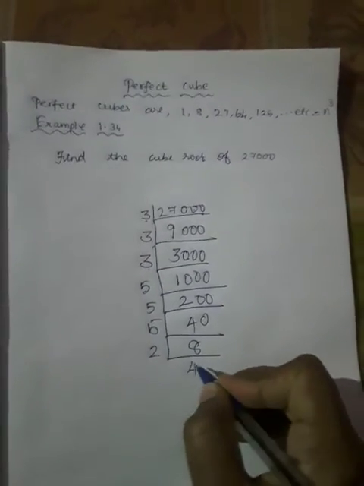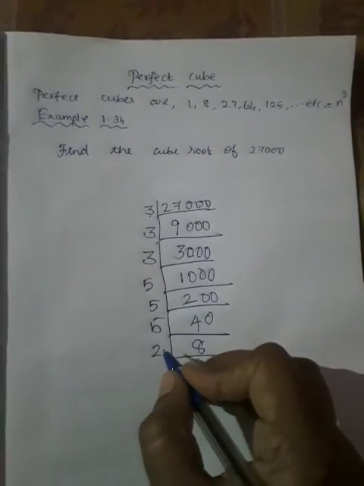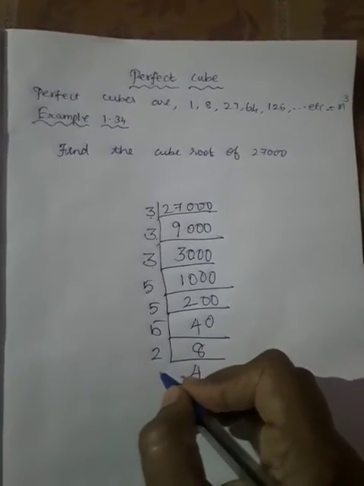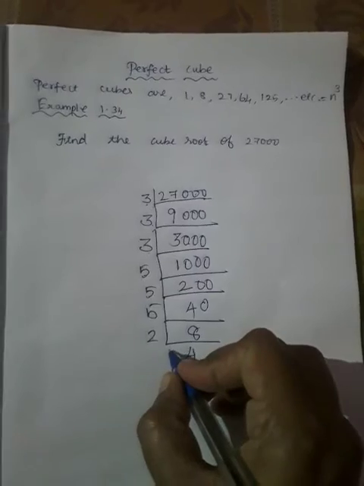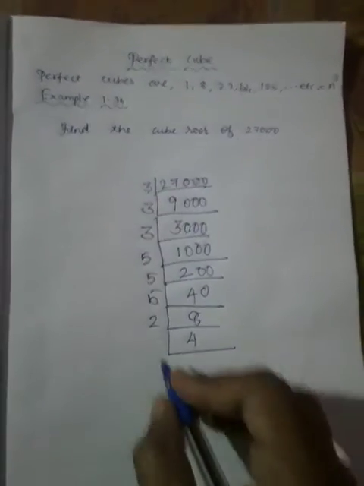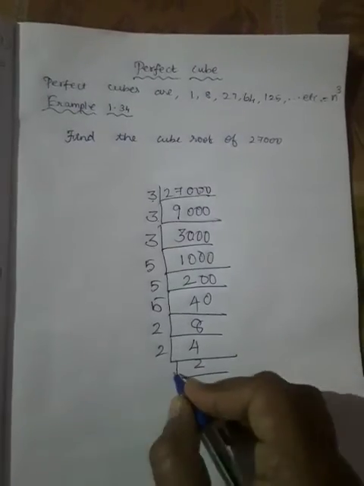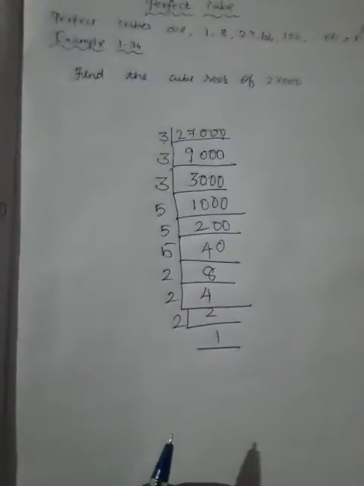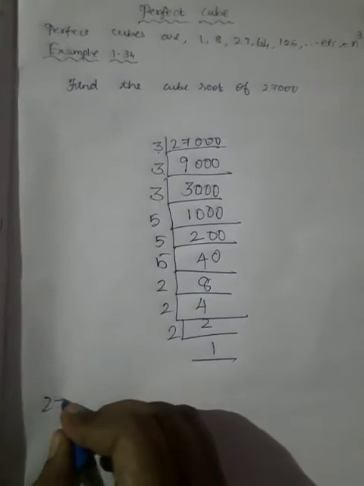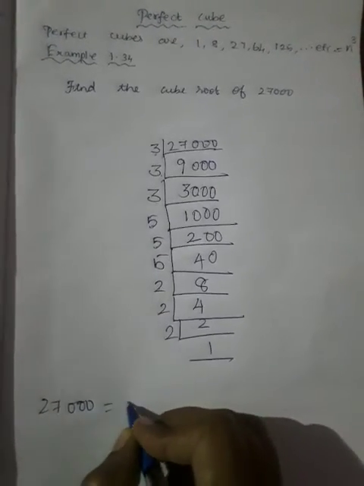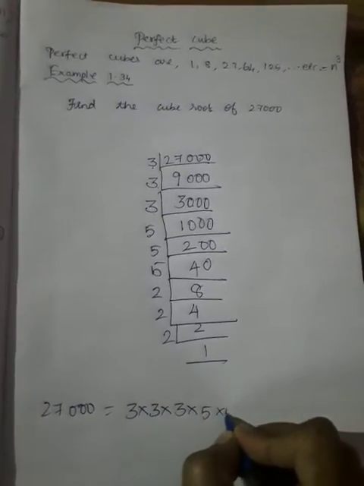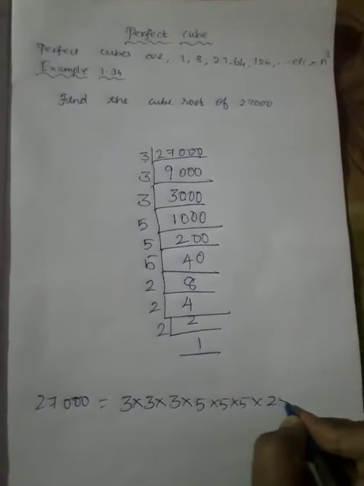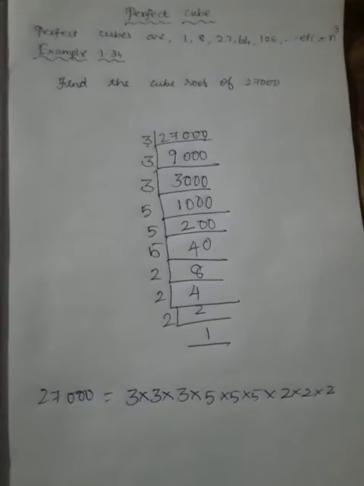2 4s are 8. Just keep in mind, you have to use only prime numbers. 4 you should not write here because 4 is a composite number, but 2 is a prime number. That's why 2 outside, 4 inside. You should always remember this. 2 2s are 4. 2 1s are 2. If you got 1, you can stop the procedure. Now 27,000 is equal to 3 into 3 into 3 into 5 into 5 into 5 into 2 into 2 into 2.